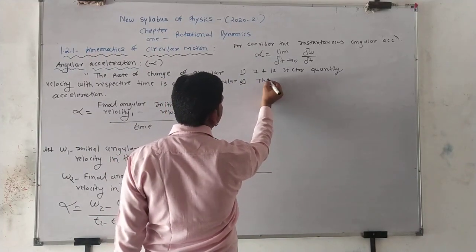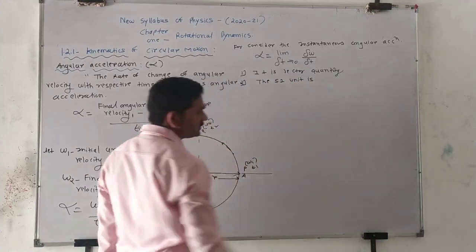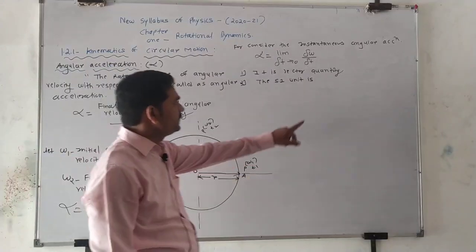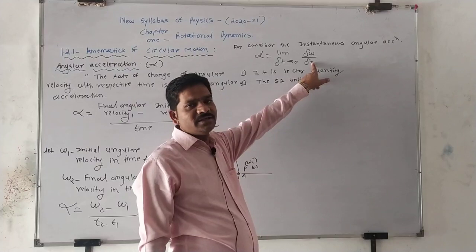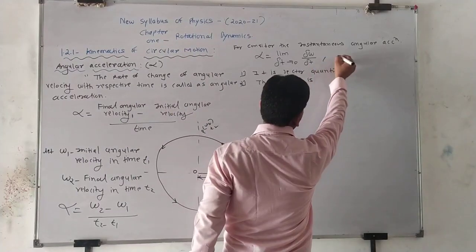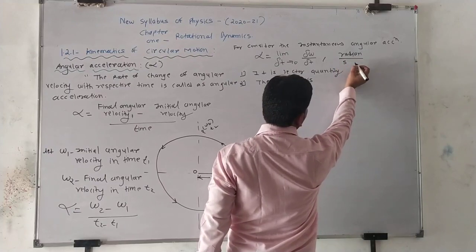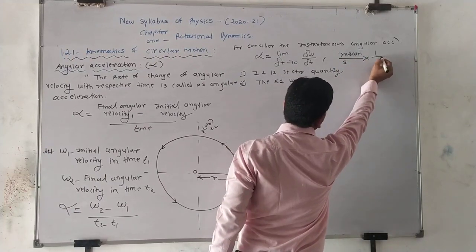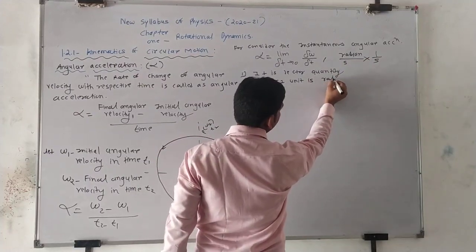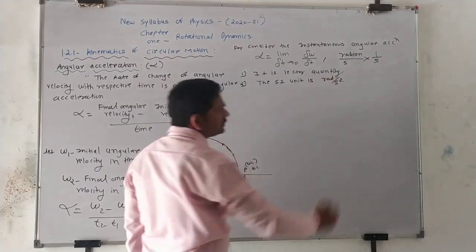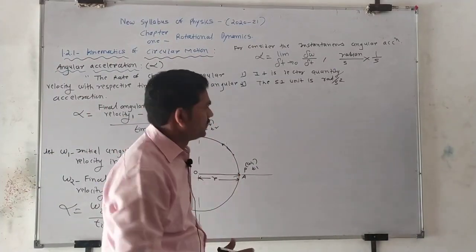Second point, what is the SI unit? Tell me. Yes, very easy. This omega is in radian per second, and time is in second. So radian per second, upon one upon second. So what is the unit? Radian per second square. This is the SI unit of angular acceleration.